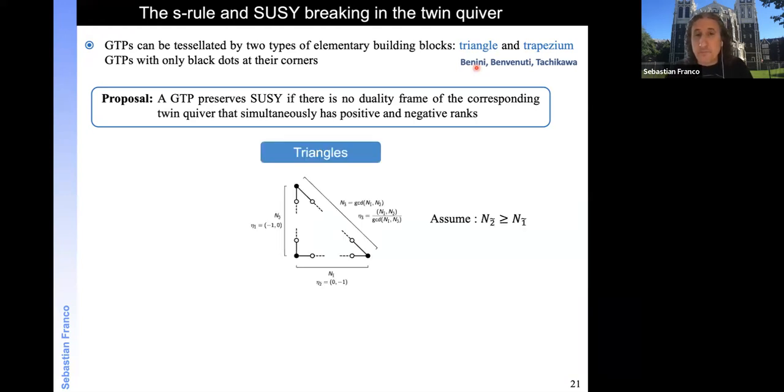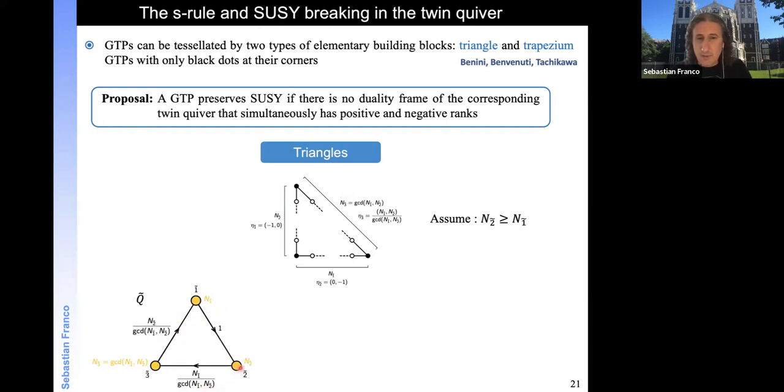Right. So let's do the triangle. You can take the triangle toric diagram, and you can always put it in this form, in the most general way, without loss of generality. You can assume that the length of this side is N2, the length of this side is N1, and the lengths come from N2 and N1. Let's assume that N2 is larger than or equal to N1. You construct a twin quiver for this. It's a triangular quiver of this type.